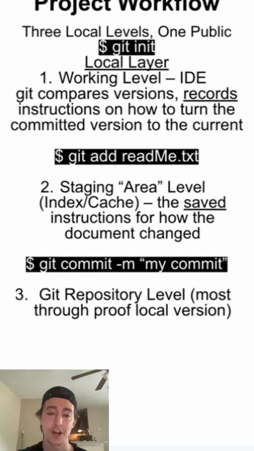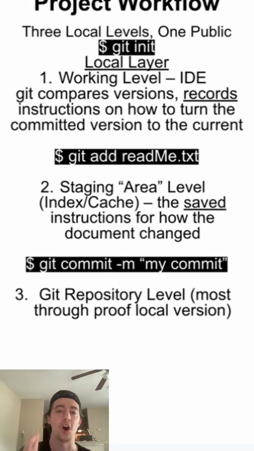We want to now talk about the project workflow in regards to Git and GitHub. Git has essentially 3 local levels. You have your working level, which is basically your code space that you're writing in live. And then you have your staging area, which is where the changes made in your workspace are being tracked and recorded, essentially in that .git directory.